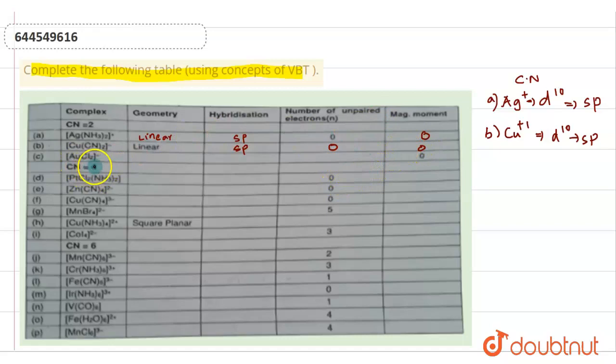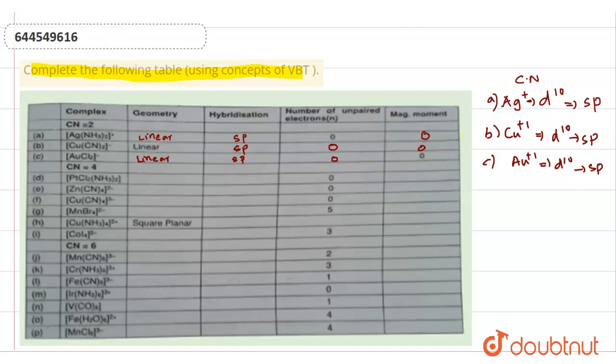Next, the third one is AuCl2 minus. It will have Au in the plus 1 oxidation state, implying again a d10 system. It is in the same group as silver, so it will be a d10 system and sp hybridized, again linear. So sp, and there will be d10, so 0 unpaired electrons and 0 magnetic moment.